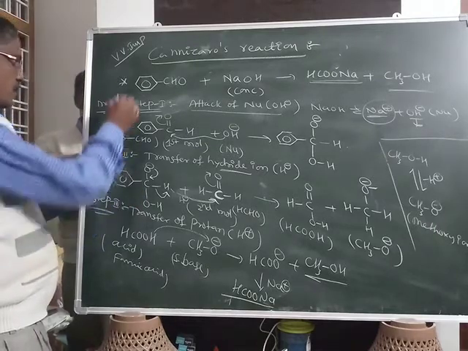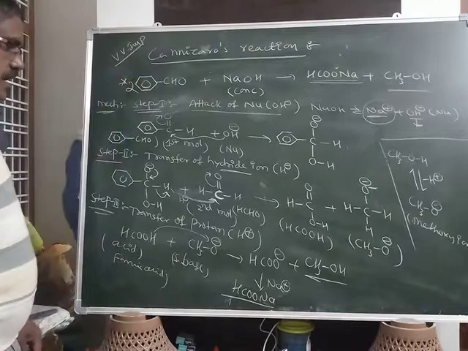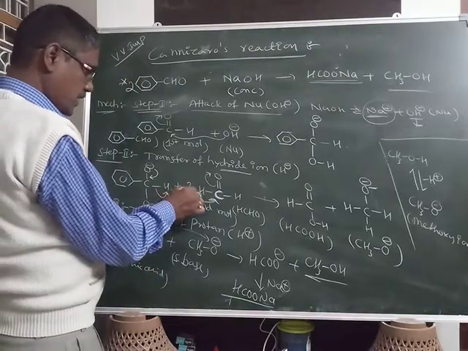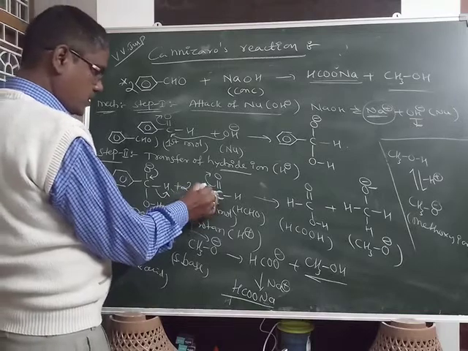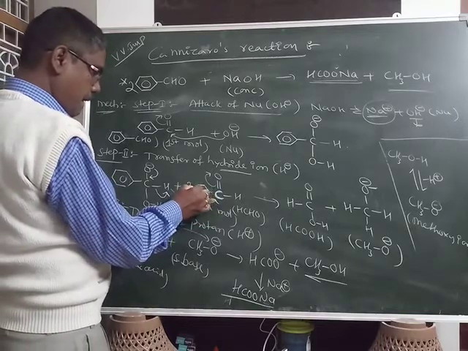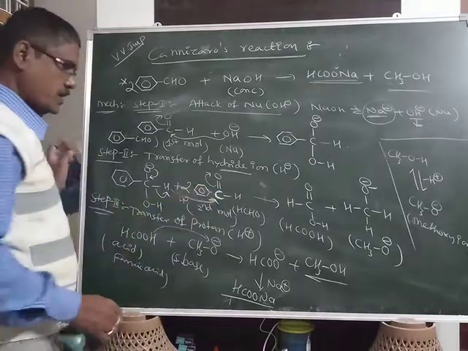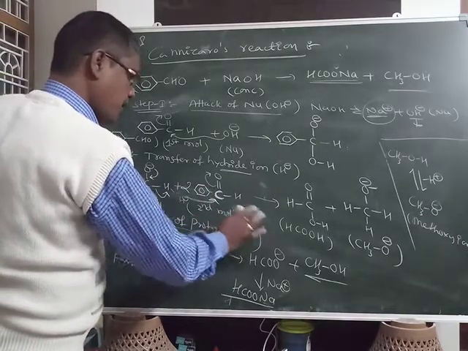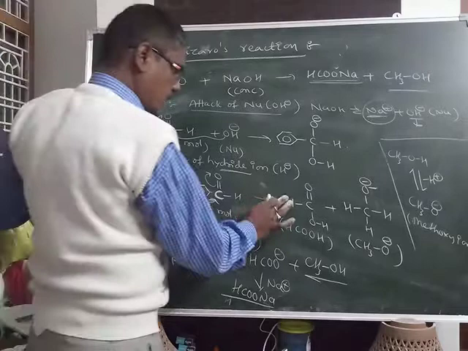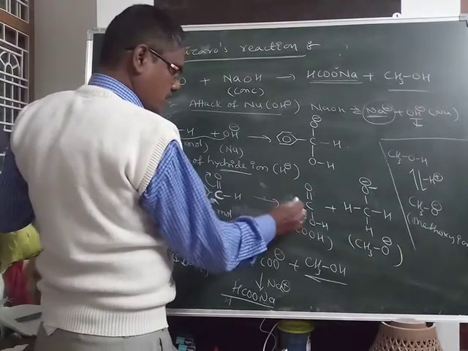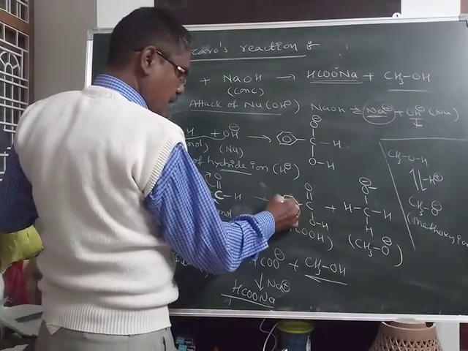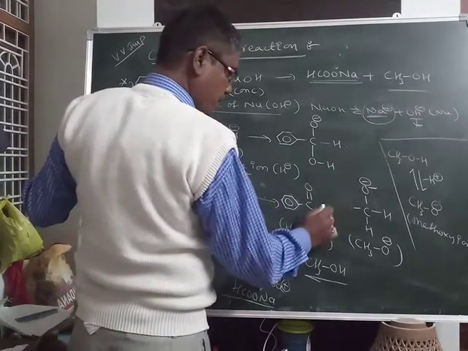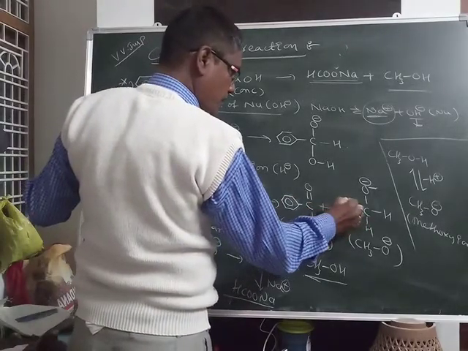And this intermediate product reacts with the second molecule. Here also we are taking two molecules. This is the second molecule. Here the benzene ring, benzaldehyde. Now here one hydrogen is replaced by this one. Here another hydrogen is replaced by the phenyl group.